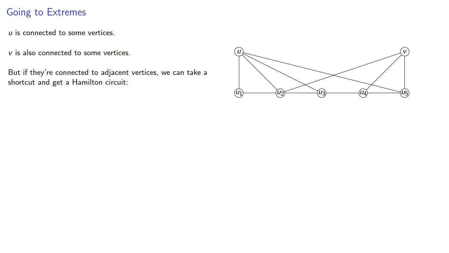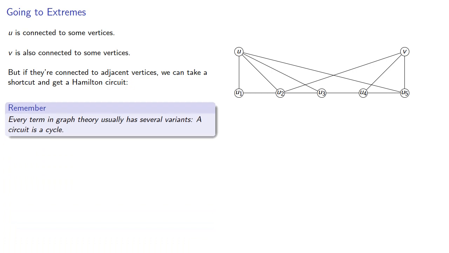What's a Hamilton circuit, you ask? Remember that every term in graph theory usually has several variants depending on who's using it. And in this case, a circuit is also a cycle. And which term somebody uses is a litmus test of what field they're in, or in my case, what I read most recently.